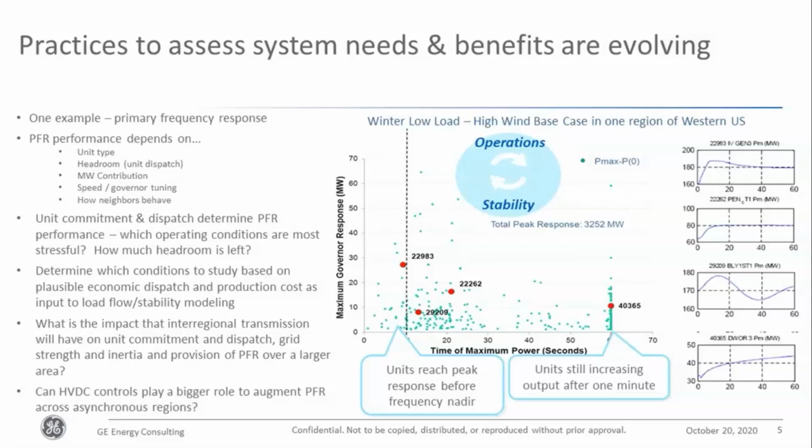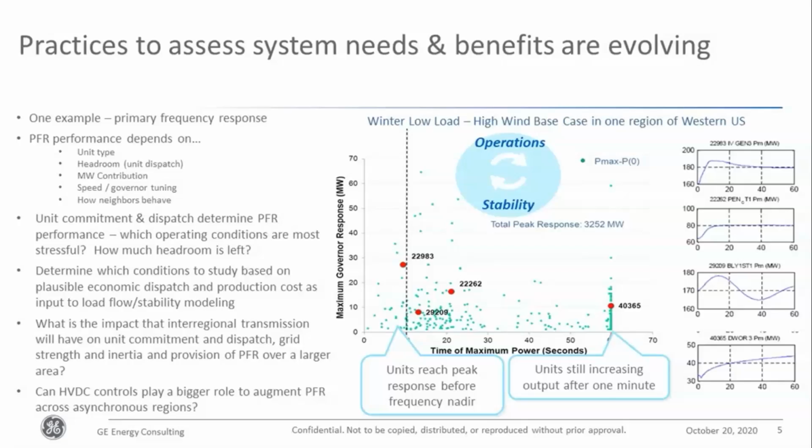So that's another aspect that I think we need to be very cognizant of, and having an interplay between the operations capabilities and how units are being dispatched, but what is the production cost, and how we're doing load flow stability is paramount. We call that the round trip, and that is becoming more and more critical to evaluating capabilities.